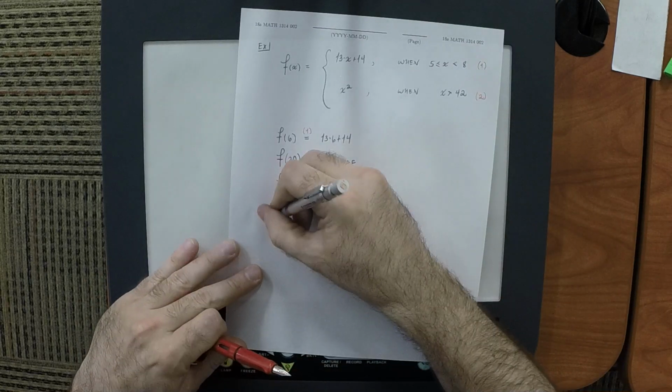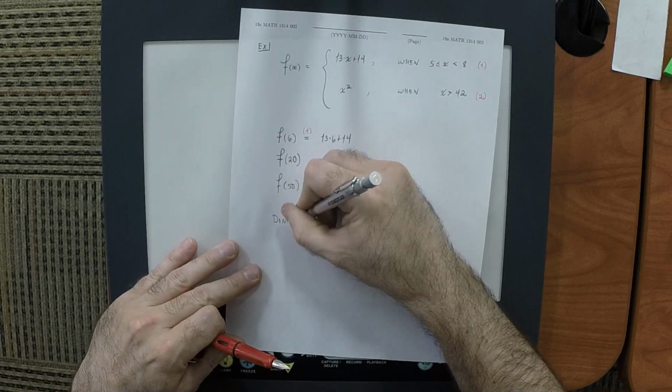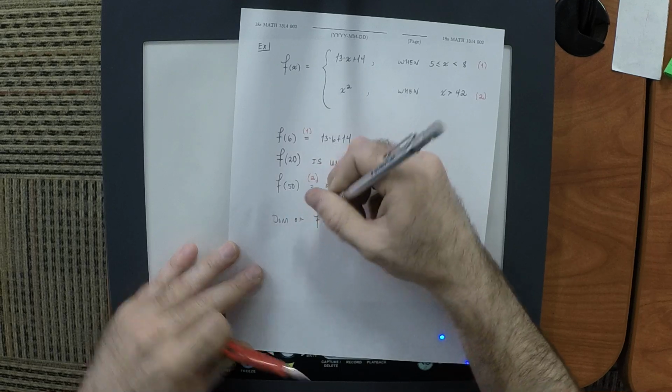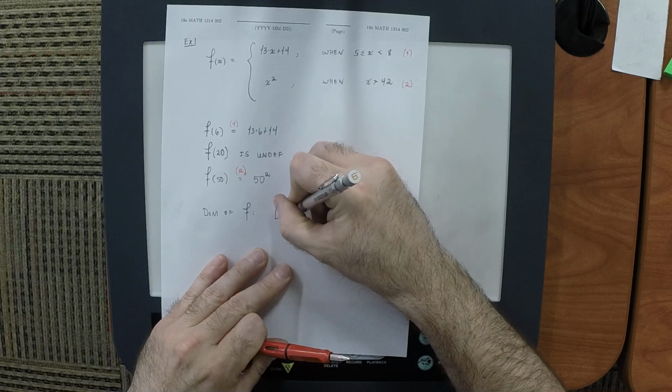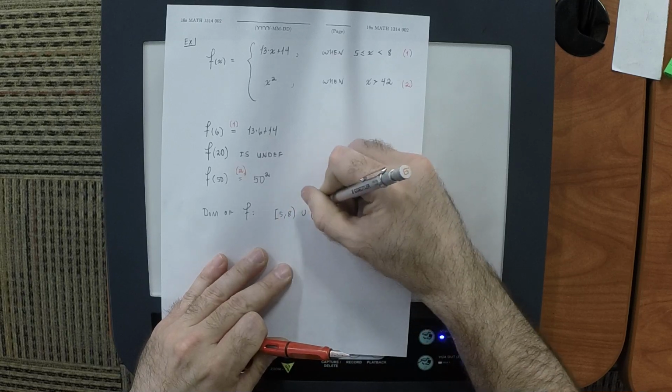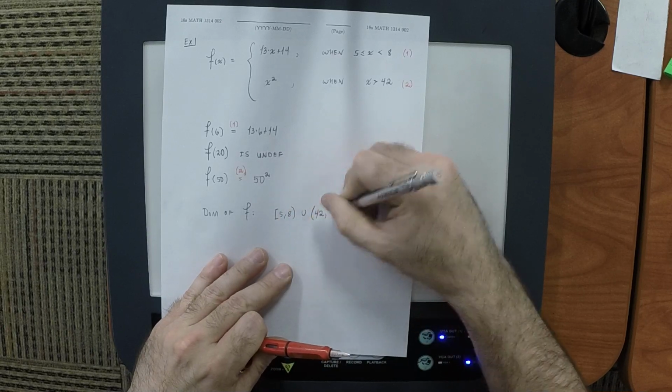So, as a result, we can say that the domain of f is the union of those two clauses: 5 to 8, union 42 to infinity.